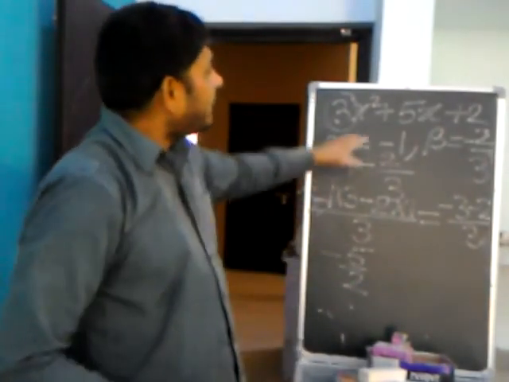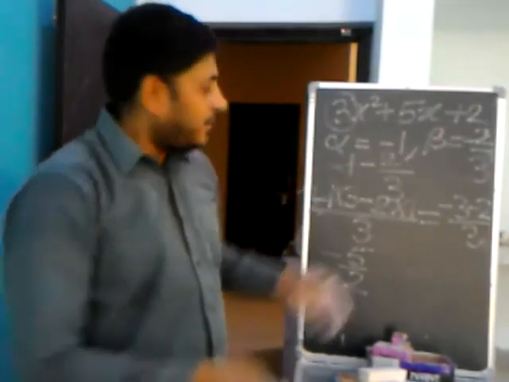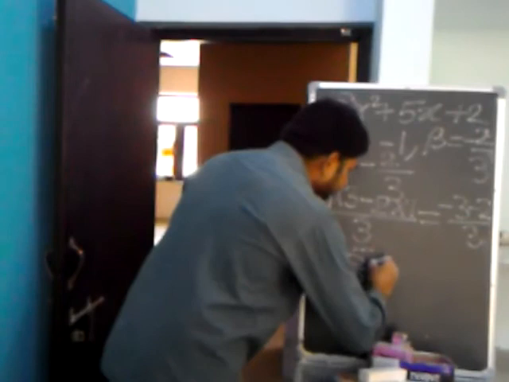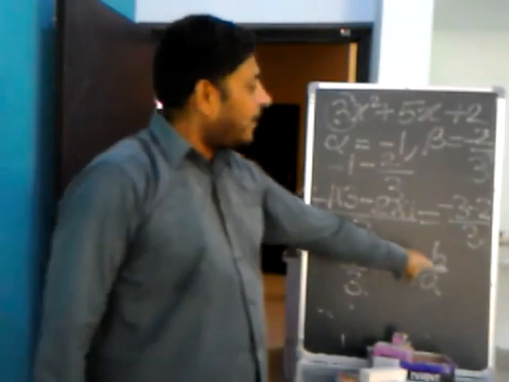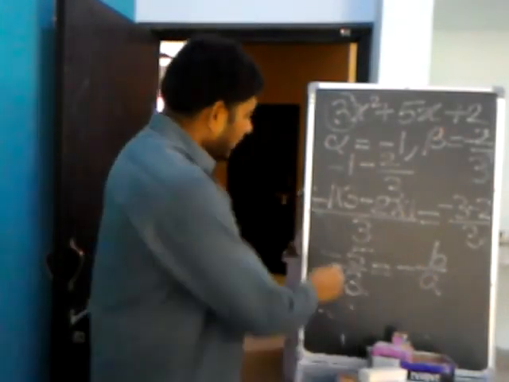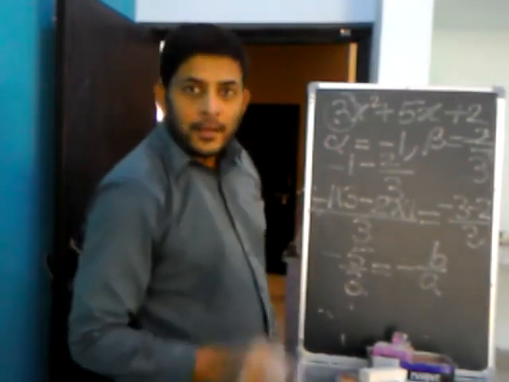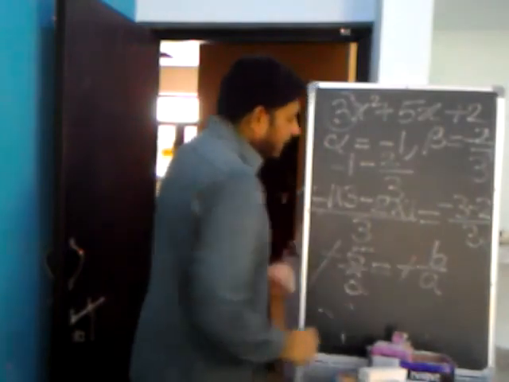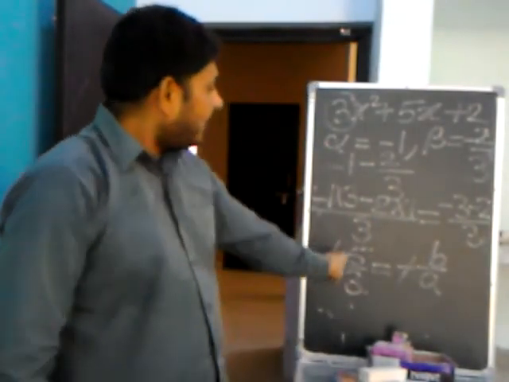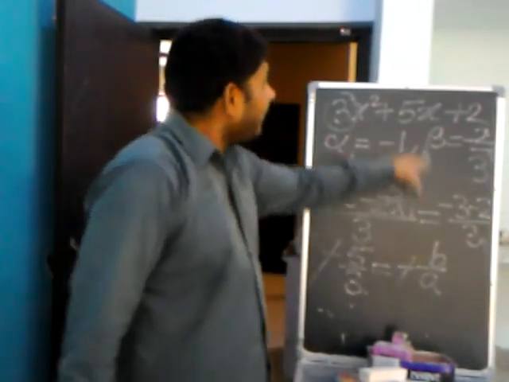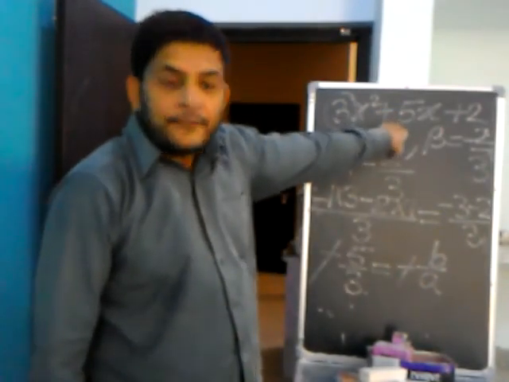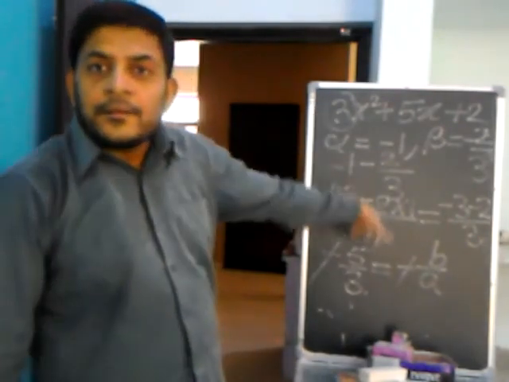What we did, we just simply added alpha and beta. Now we know that alpha plus beta is equal to minus b upon a. Here minus 5 upon 3 is equal to minus b upon a. Minus and minus cancel each other, so b upon a is equal to 5 upon 3. B was 5. A was 3. This is how we compare.